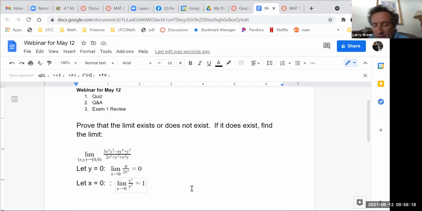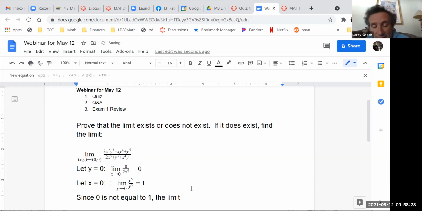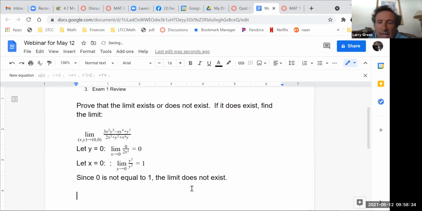Okay, so now, since 0 is not 1, the limit does not exist. Any questions on that? Is that kind of what you were hoping to see?